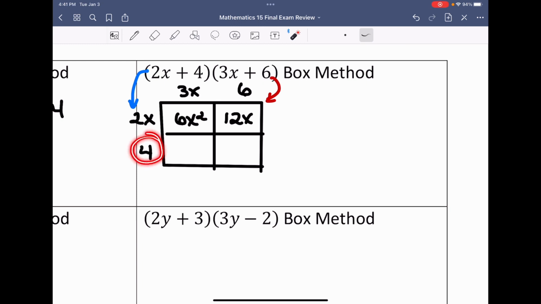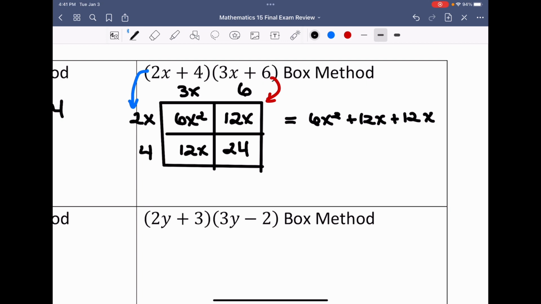When I multiply 4 by 3x, I'll get this box, which is 12x. And then when I multiply 4 by 6, I get this box, which is equal to 24. Now our job becomes really simple because all we need to do is just pull each of these out of the box. This is going to be equal to 6x squared plus 12x, and then plus 24. Again, just like we did in our previous example when we were using FOIL method, we have these two that we can put together. This is equal to 6x squared plus 24x plus 24.